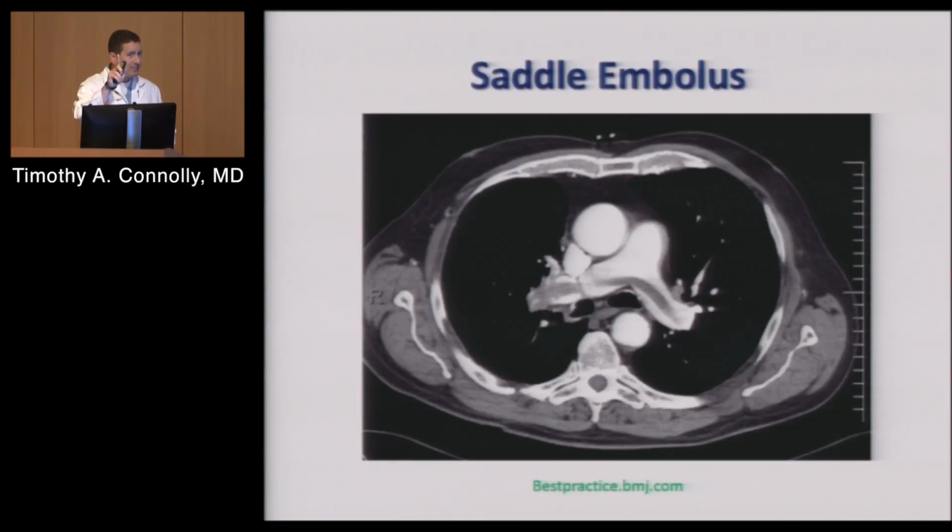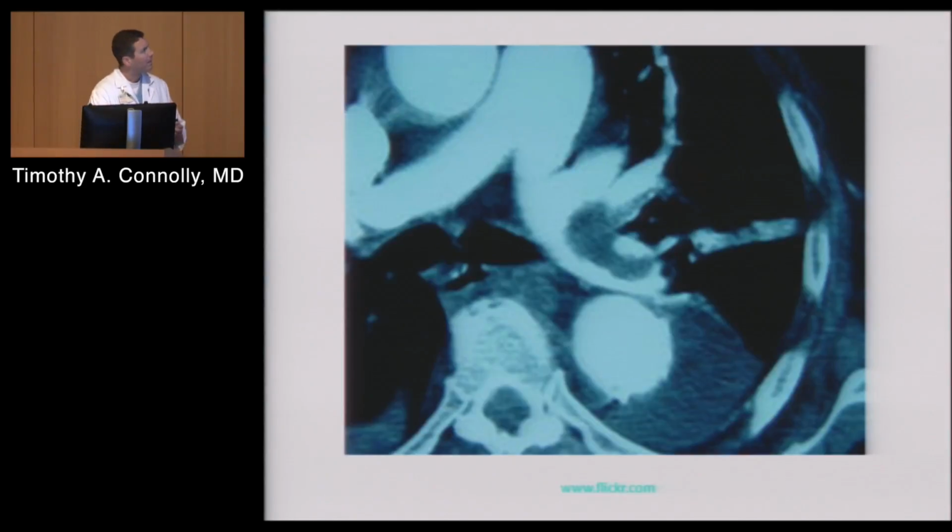Not massive. Massive is a definition that requires shock or hypotension. But that is a big clot, and depending on their underlying cardiopulmonary reserve, it may be hemodynamically significant, it may not be. Here's another view of a clot sitting inside of the airway, inside the vessel. So again, you should have this nice big river of contrast and blood, but you have this blockage.